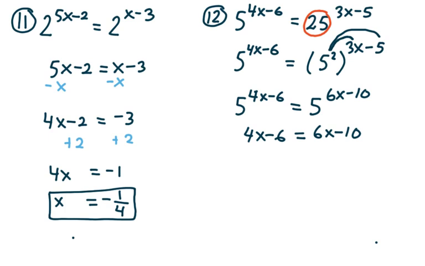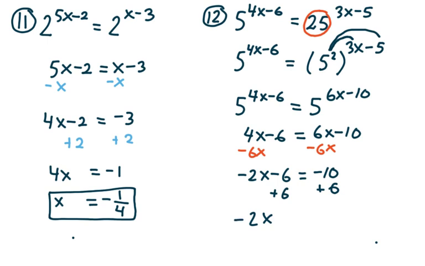Okay. Now, subtract 6x on both sides. And when I do, I get negative 2x minus 6 equals negative 10. Add 6 to both sides. And so negative 2x equals negative 4. And then if I solve for x, I get x equal 2. And that's how we do problem number 12.